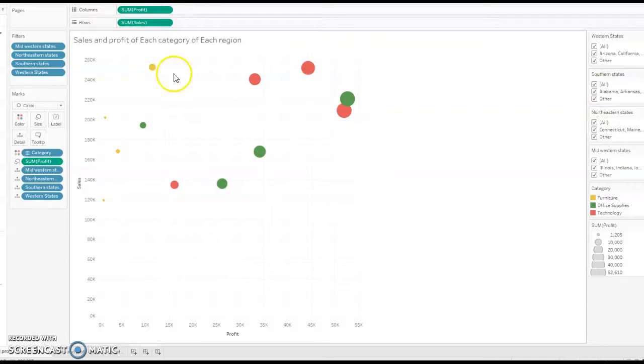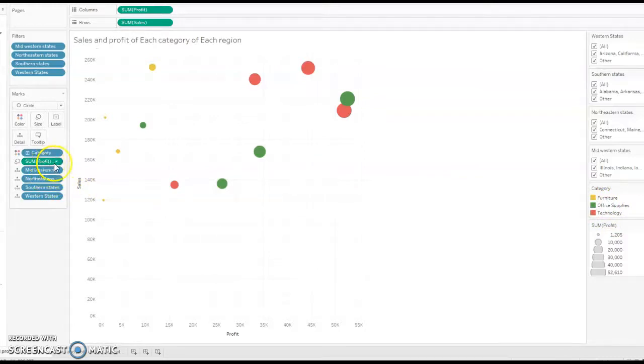We plot the data as follows: we plot the profit in columns and the sales in rows, and we put all 4 regions in filters, and we put the category in colors: red for technology, green for office supplies, and yellow for furniture.